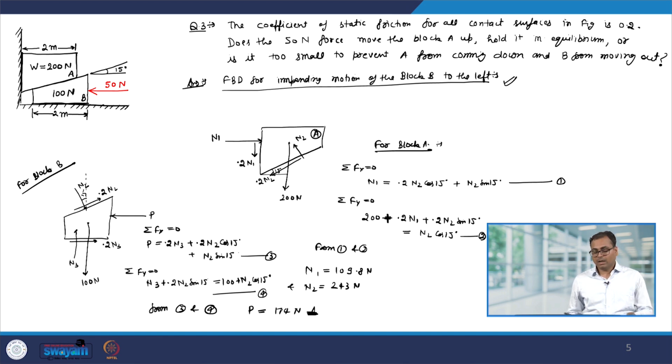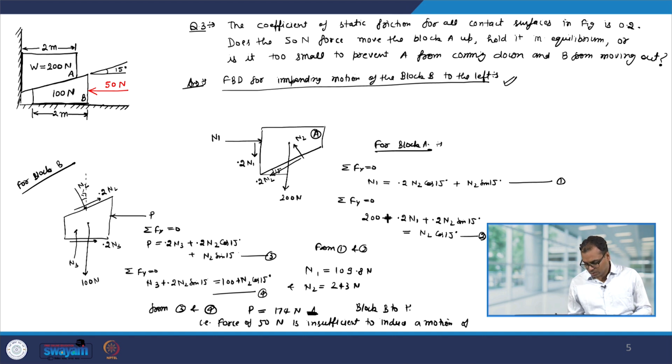Okay. Now, in the question statement it is given that P was 50 Newton, therefore, this 50 Newton force is not sufficient to push this block inside, because just now we have calculated that the value for P should be 174 Newton. Okay. So, this implies that a force of 50 Newton is insufficient to induce a motion of block B to the left.